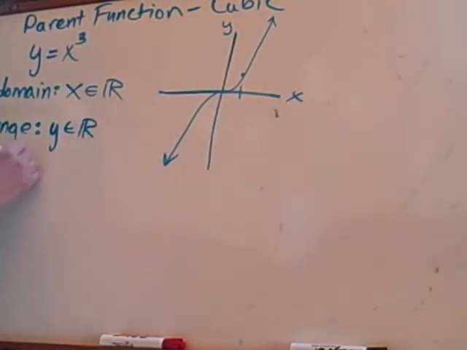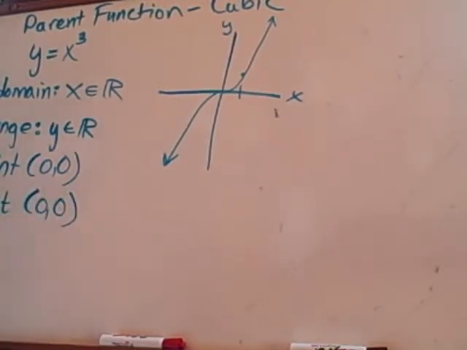Where it says y-intercept, what's my y-intercept going to be? 0, 0. It's right at the origin, that's correct. And we want to write it as a point, so 0, 0 is correct. How about the x-intercept? 0, 0. Same thing. Perfect.